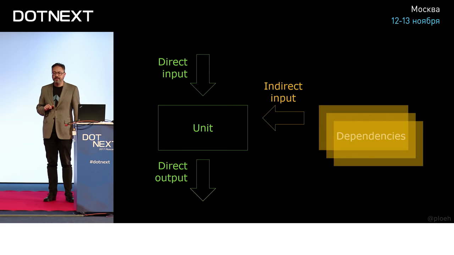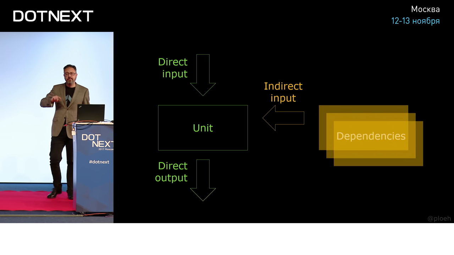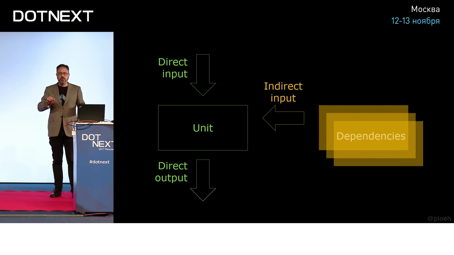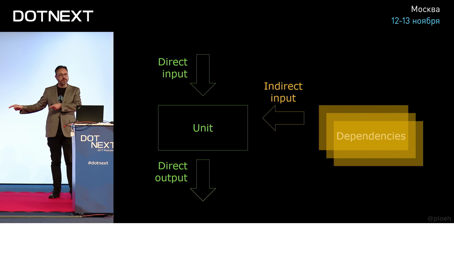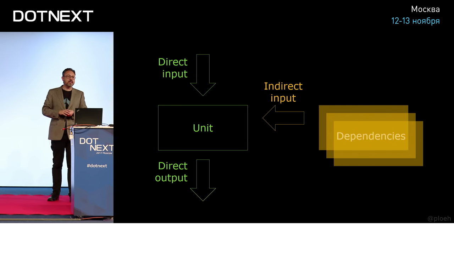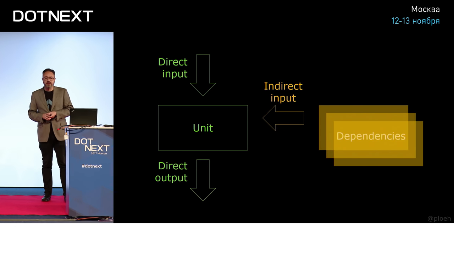So can we also get rid of indirect input? Well, if you think about the maitre d' example here, it's calling a function to get the list of reservations from the database, and then it uses that list of reservations to do whatever it is it needs to do.